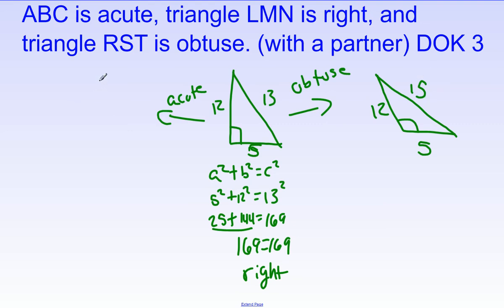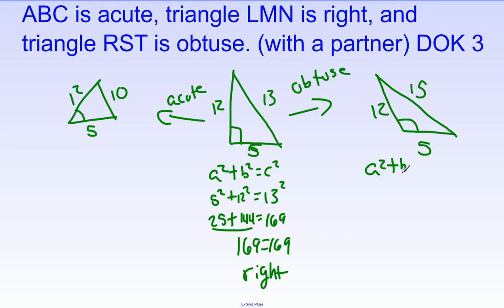Over here, 5, 12, and smaller, make it maybe like 10 or something. So it's kind of like the Goldilocks zone. This one's too small. This one's too big. This one is just right.